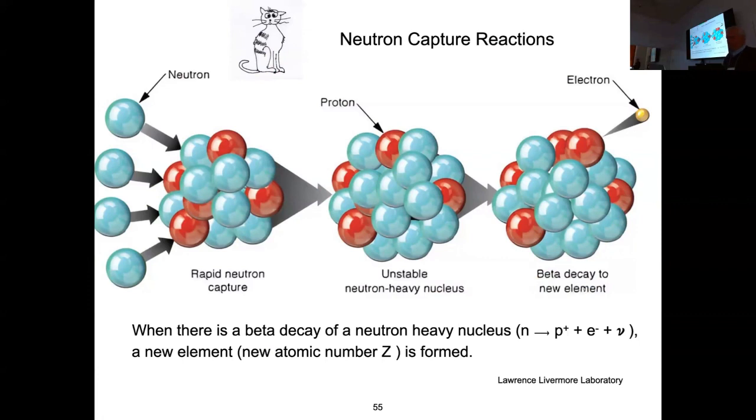Anyway, now we have a neutron star and we have lots of neutrons. That's just what we needed. And so here's a typical example. A bunch of neutrons get together, they form this big thing. And typically it's unstable. And so some of the neutrons turn into protons and we get a new element. And that's how we can form those heavy elements in supernova explosions.